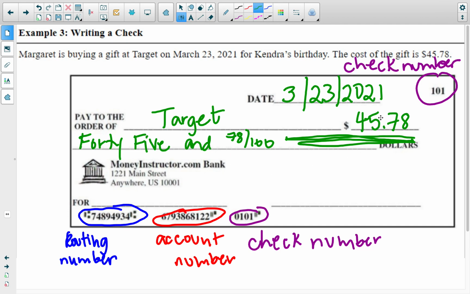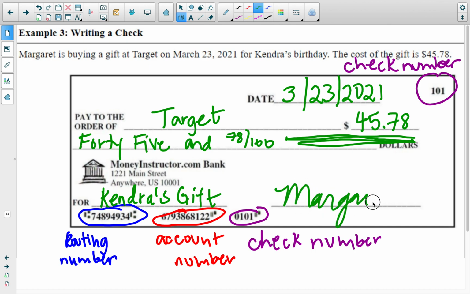If a bank has trouble reading your number, like if your 5 kind of looks like a 6, they're going to honor the wording because it's harder to mess up the wording line than the number line. The for line, that is just what it's for. So you could leave it blank, or you could write Kendra's gift. And then this is your signature line. So we're going to write Margaret's name. If you can't write in cursive, that's okay.